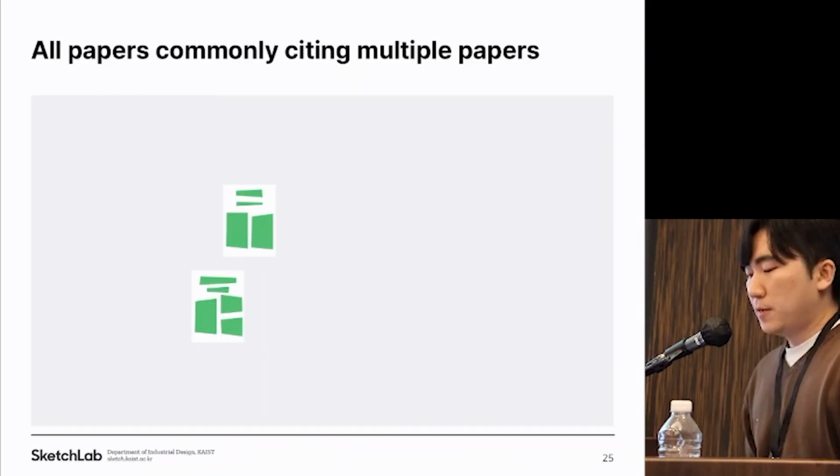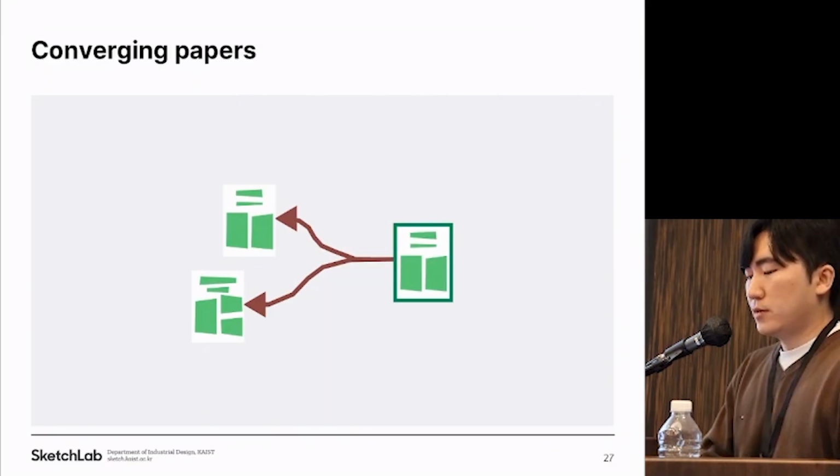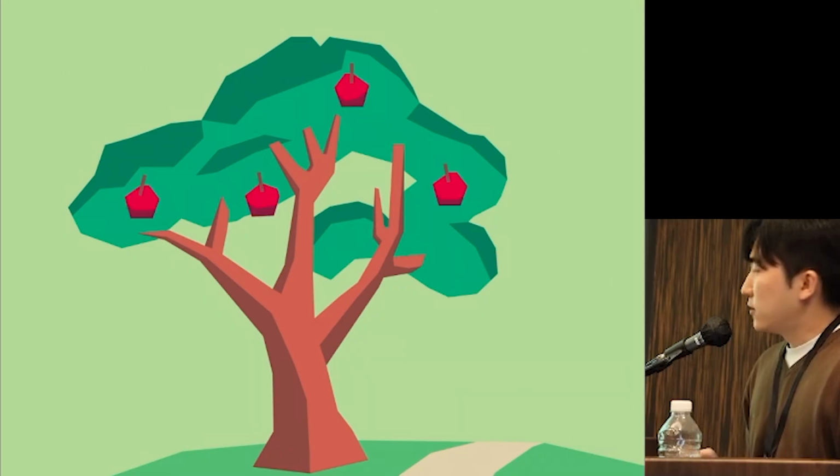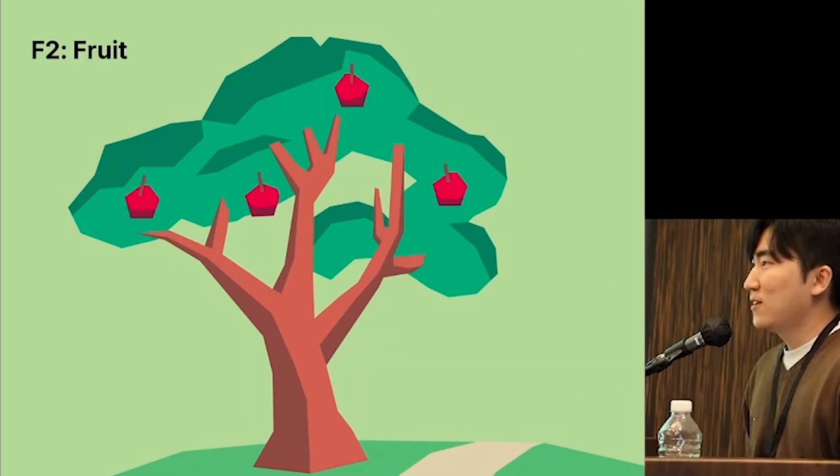Participants gather papers, search for what cited both of them, and discover papers where many strands of knowledge converge. It resembles the fruit that shows the result of growth. So I named this pattern fruit.